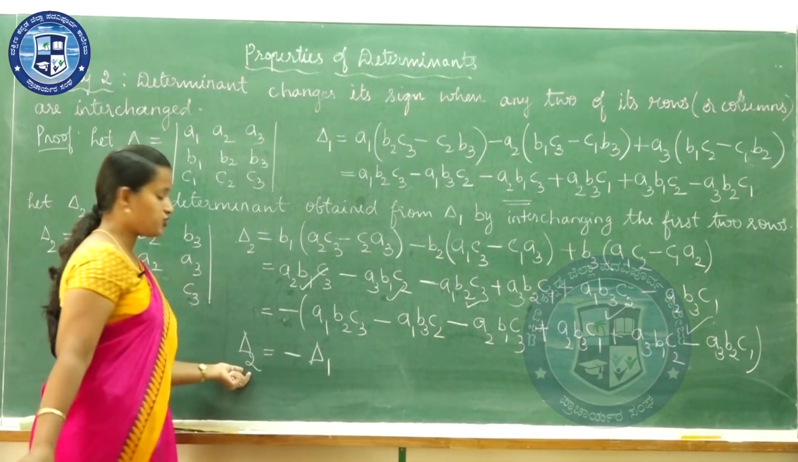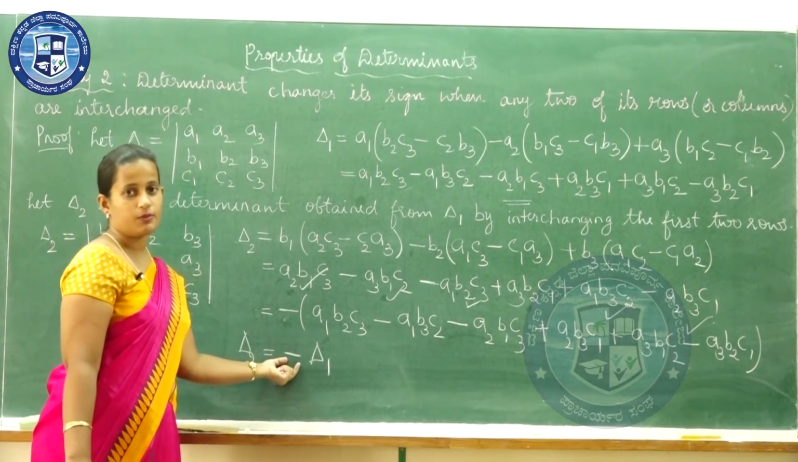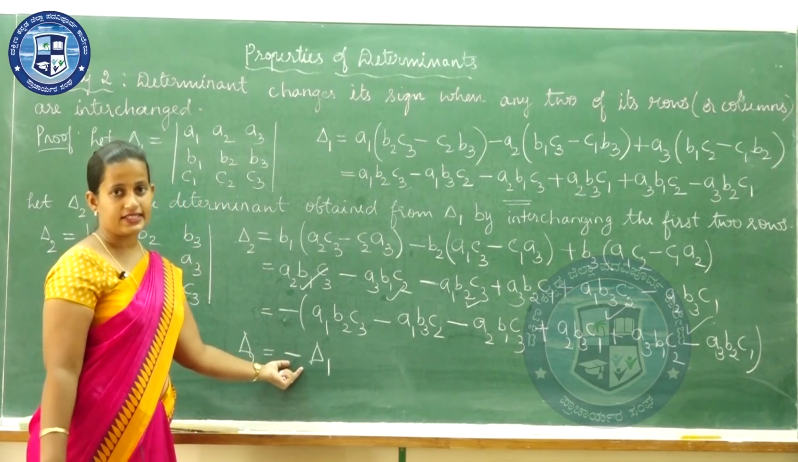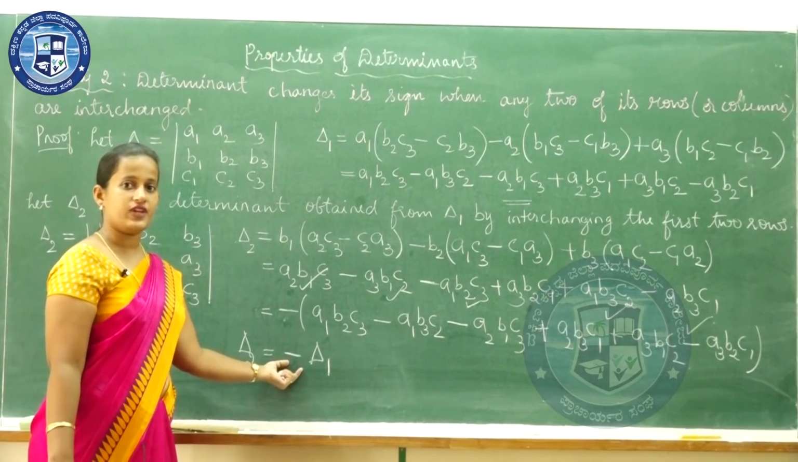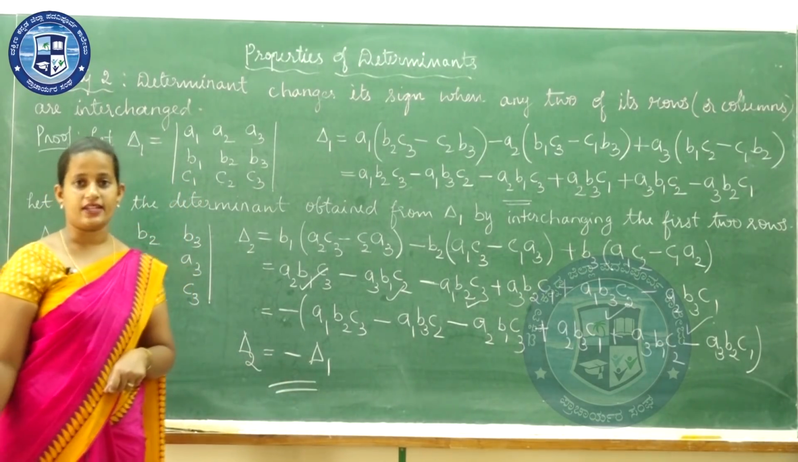So if you interchange any two rows or any two columns, the sign of the determinant will change. So you have the indication here saying it is minus, which means the sign will change. So delta 2 is nothing but minus delta 1.